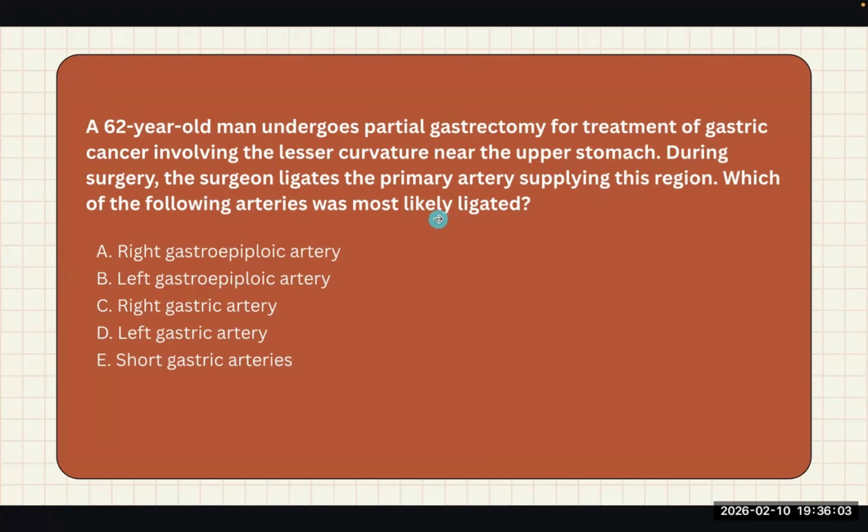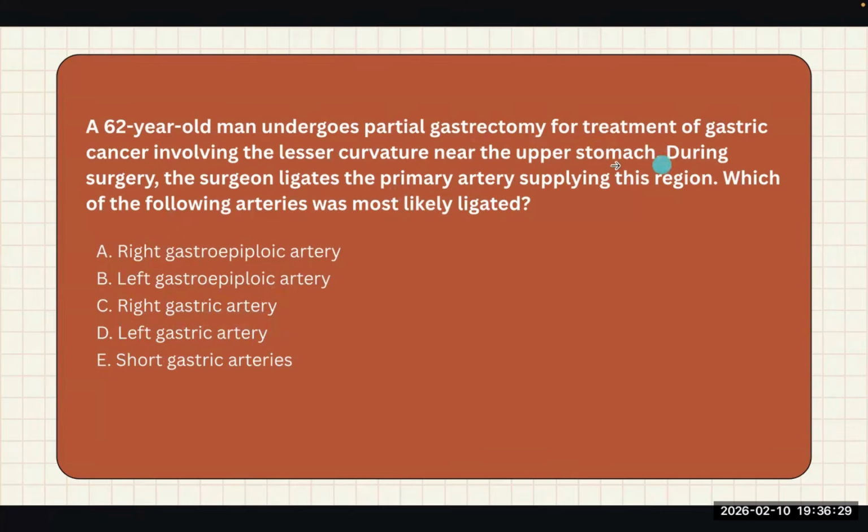You don't need to read everything, they're just asking which of the following arteries was ligated. So here we take a quick look. We see that they're talking about the lesser curvature and the upper stomach. Lesser curvature, we're talking about the gastrics. So you can easily remove A, B, and E. So we're focused on C and D now.